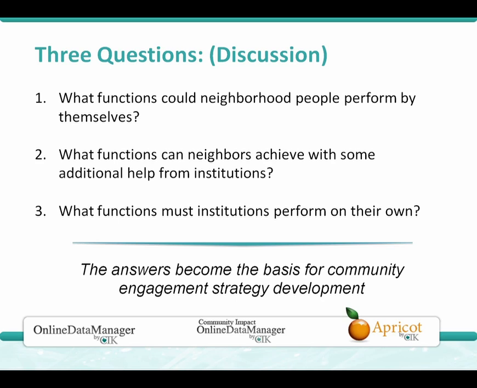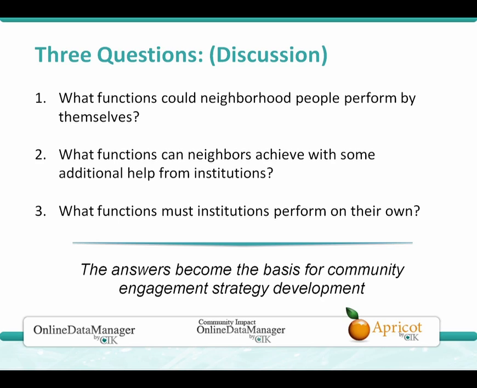The second question is, what functions can neighbors achieve with some additional help from institutions? That may be as simple as asking people to get involved and providing a framework, providing some training and support so that they can do those kinds of things. So the second question is how could we help and what could we do together? In many cases, the neighborhood is doing it themselves, and we're just doing a little bit of the neighborhood organizing, some of that identifying and asking.